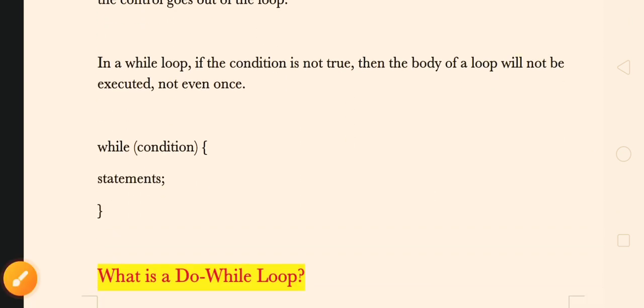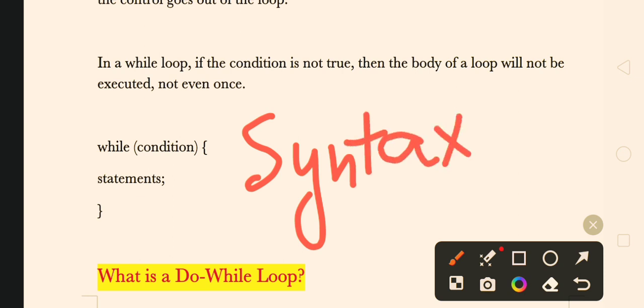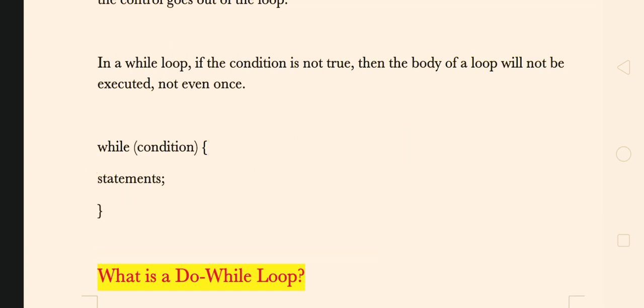In a while loop, if the condition is not true, then the body of the loop will not be executed, not even once. So this is the syntax of the while loop. How do we write the while loop? First we write while, then we give the condition, then within braces the statements, or we can say the body. Then we close the braces.